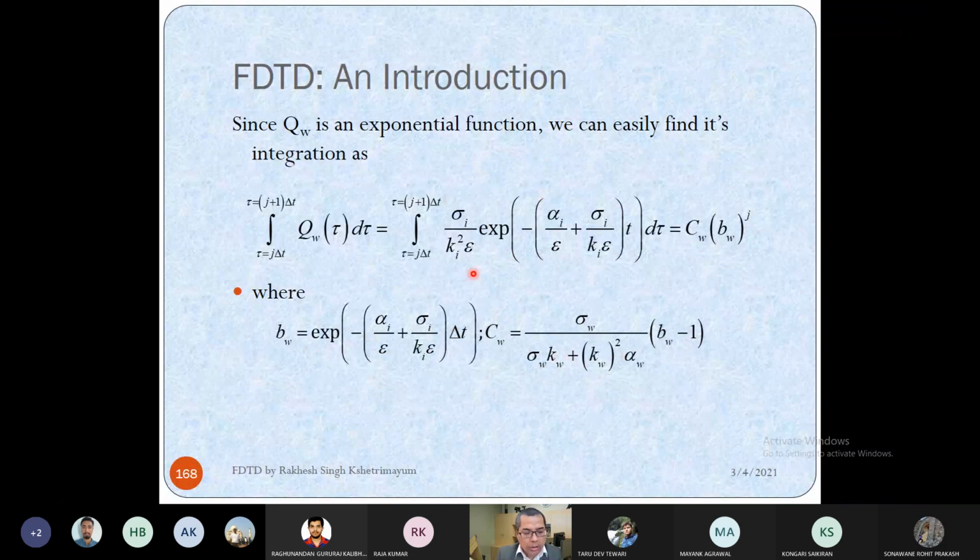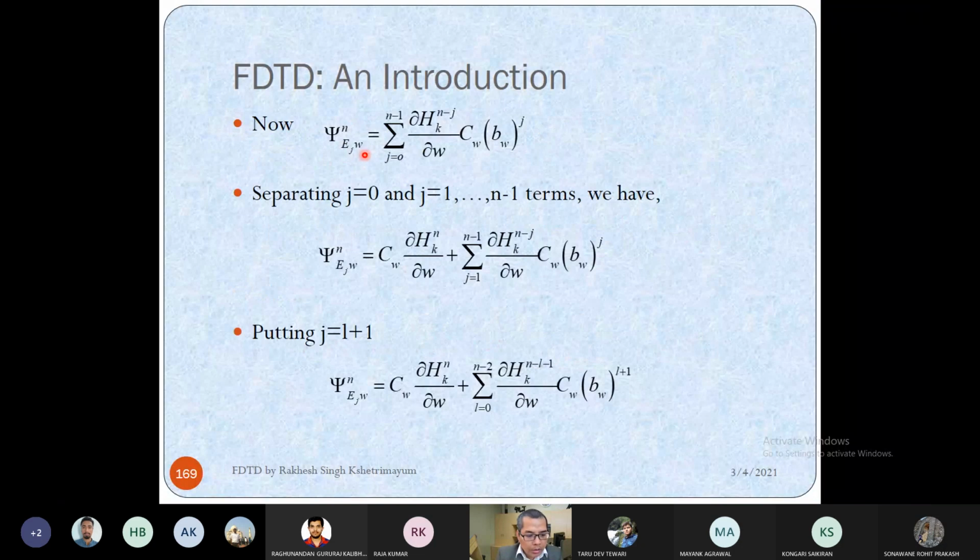This is exponential integration. We can plug in this value in the previous equation and get the value of psi e j w at time instant n as simply summation j going from 0 to n minus 1, del sk(n minus j) over del omega, times cw bw to the power j. And you can also separate the terms. See, j is going from 0 to n minus 1. You can separate the term j equal to 0 and j going from 1 to n minus 1. When j becomes 0, this term will become 1. So you simply have this term and cw: cw del sk(n) divided by del omega. Since j is 0 here, n minus j will become simply n.